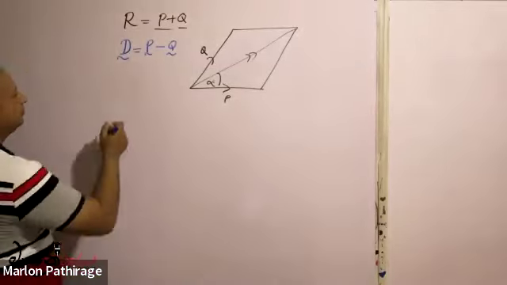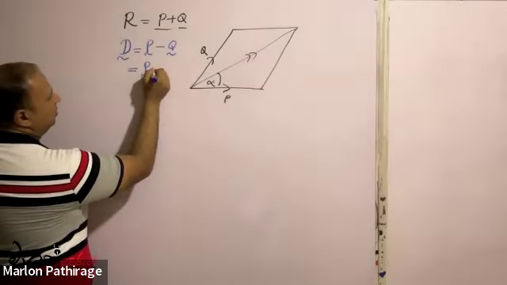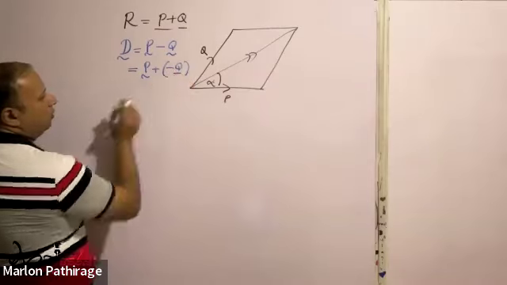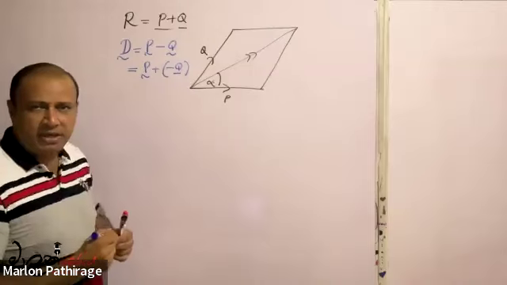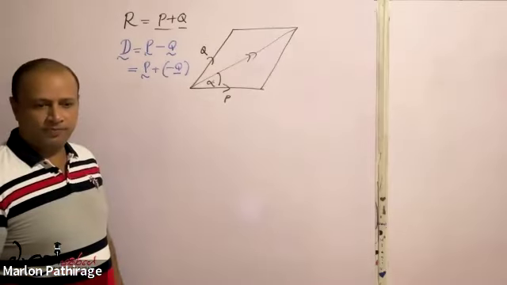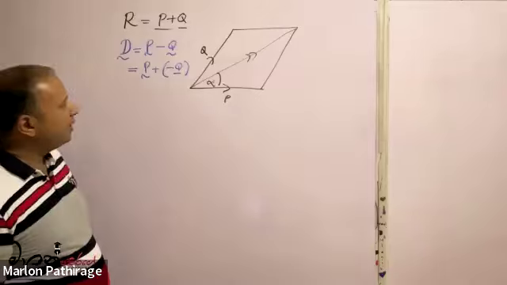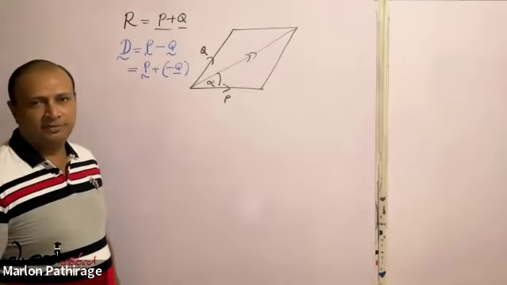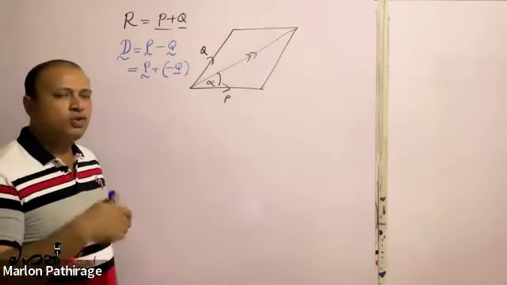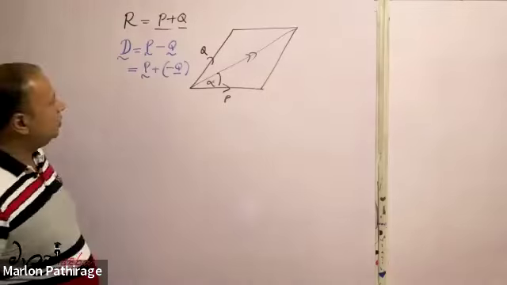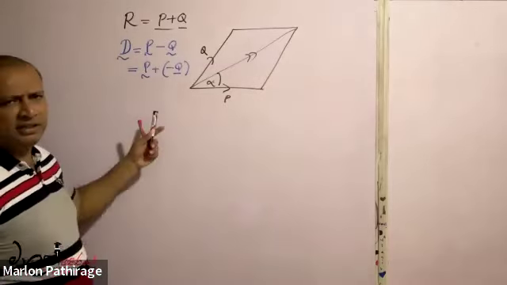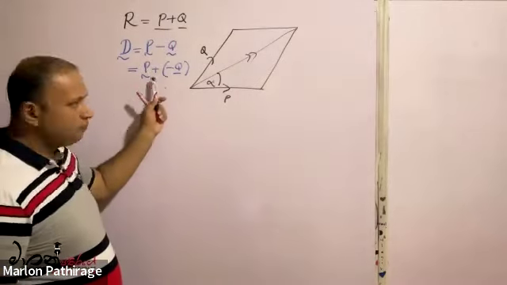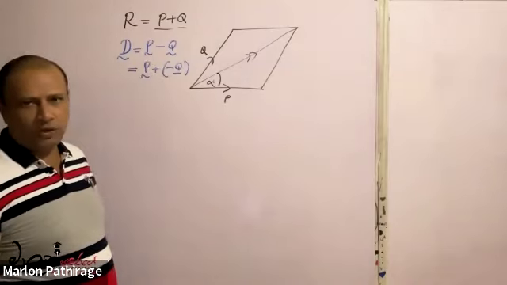How to express this? You can add P and the negative vector of Q. Then again it is a vector addition, so you can do that using your previous method. So instead of determining P minus Q, I can add P plus the negative vector of Q.